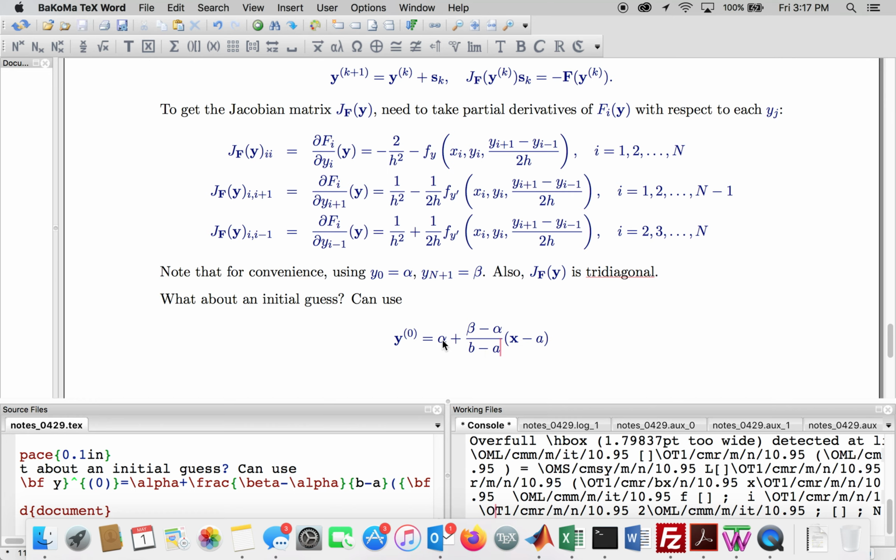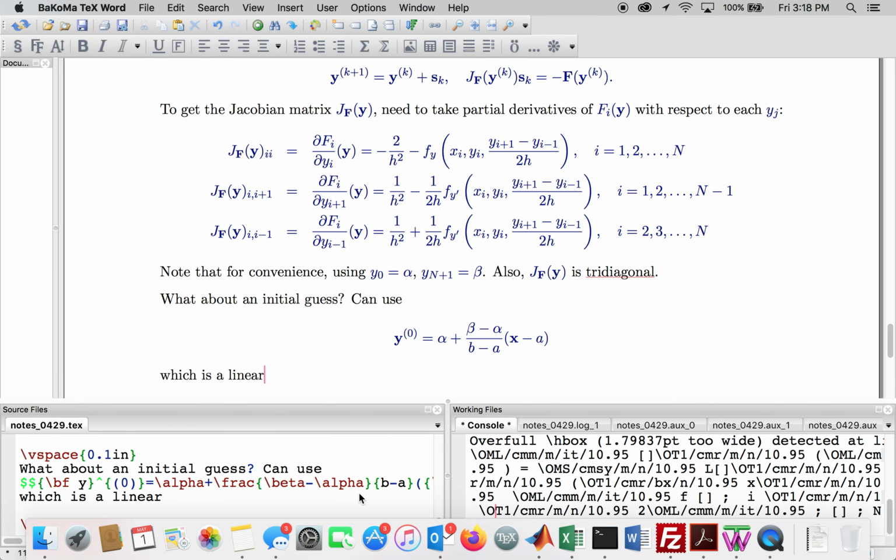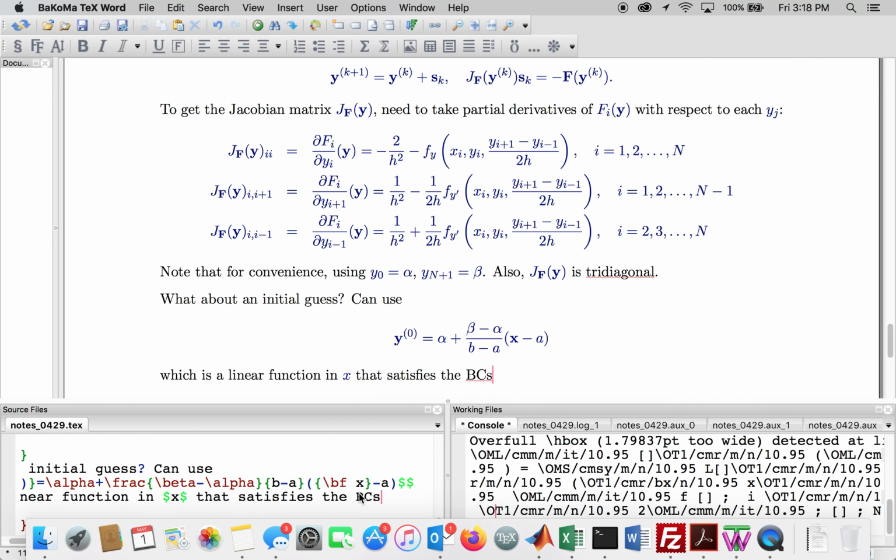We'd have alpha, as we should for the left boundary. If x was equal to b, we'd have b minus a over b minus a canceling. Then I'd have alpha plus beta minus alpha. Alpha's canceling, and I'd have beta. So the linear function in x that satisfies the boundary conditions. So we could always use that. We should use something that satisfies the boundary conditions at any rate.